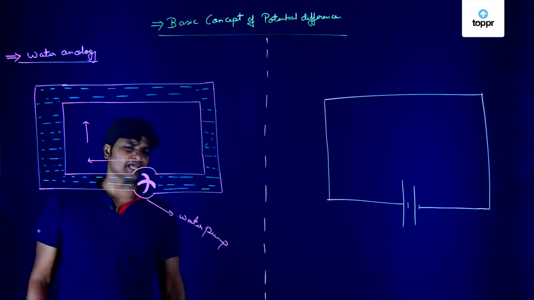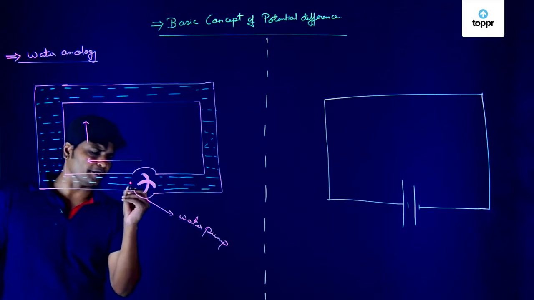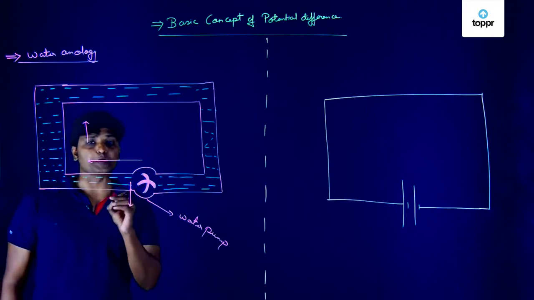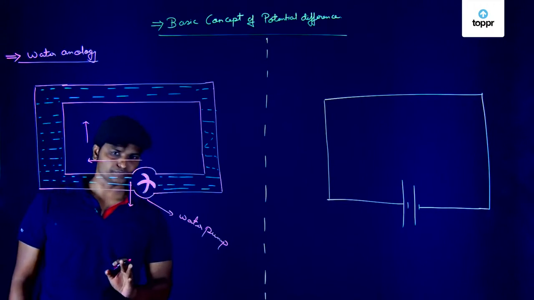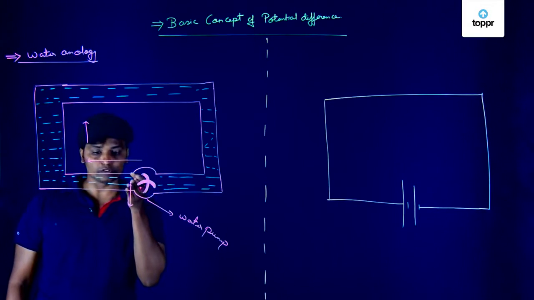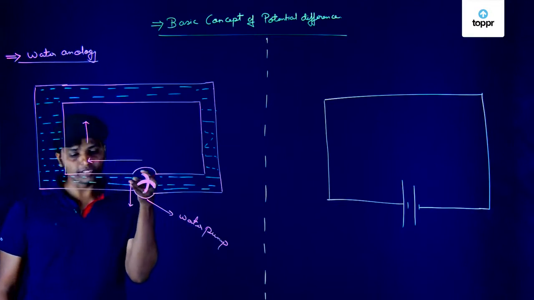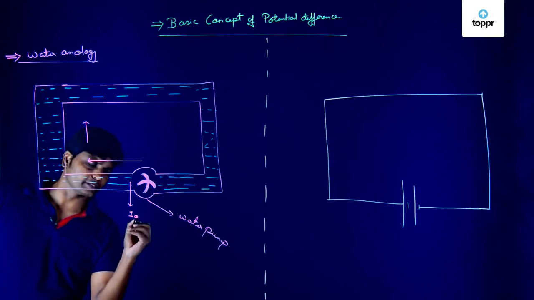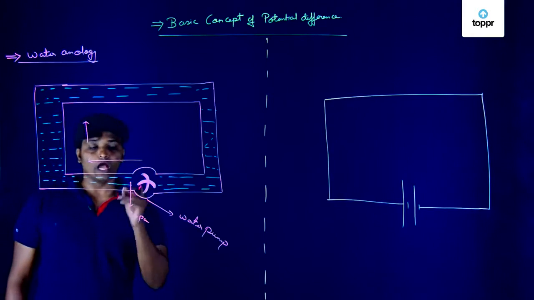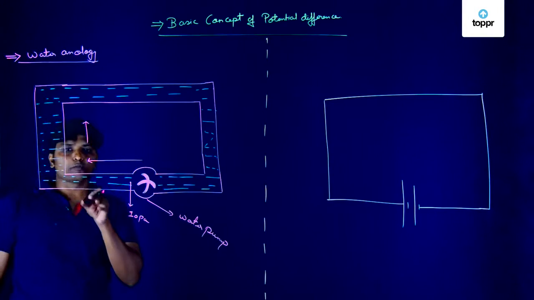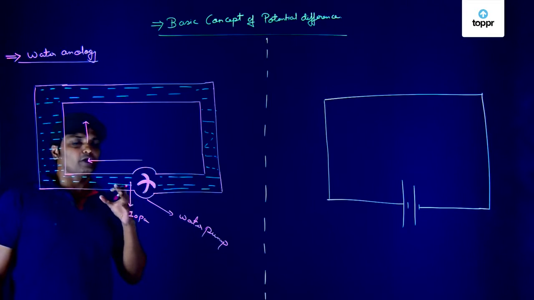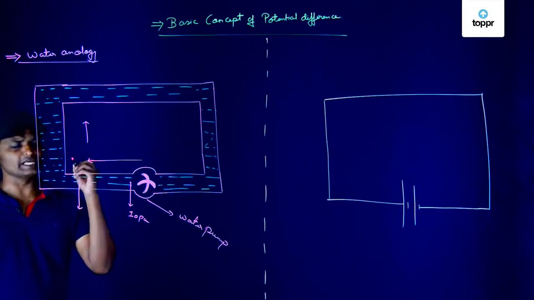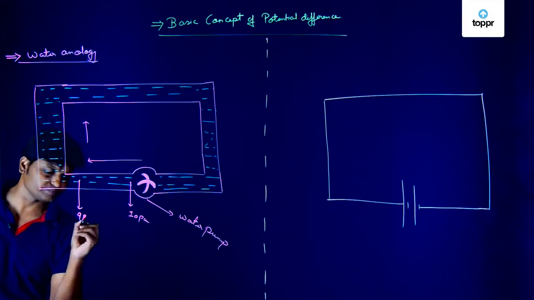Now, how exactly does this happen? At this particular point, the water molecules will be experiencing a tremendous amount of pressure. That's the reason why these water molecules or these water particles are moving in this direction. Here, let's say for example, the pressure is 10 Pascal. After coming here, the water molecules are comparatively relaxed. Why? Because the pressure has dropped. Here, the pressure is comparatively less. Let's say for example, 9 Pascal.